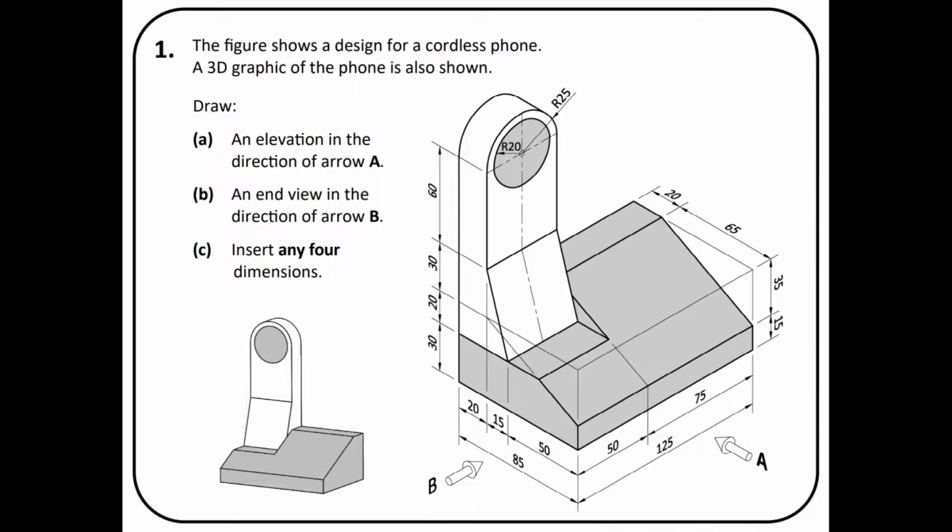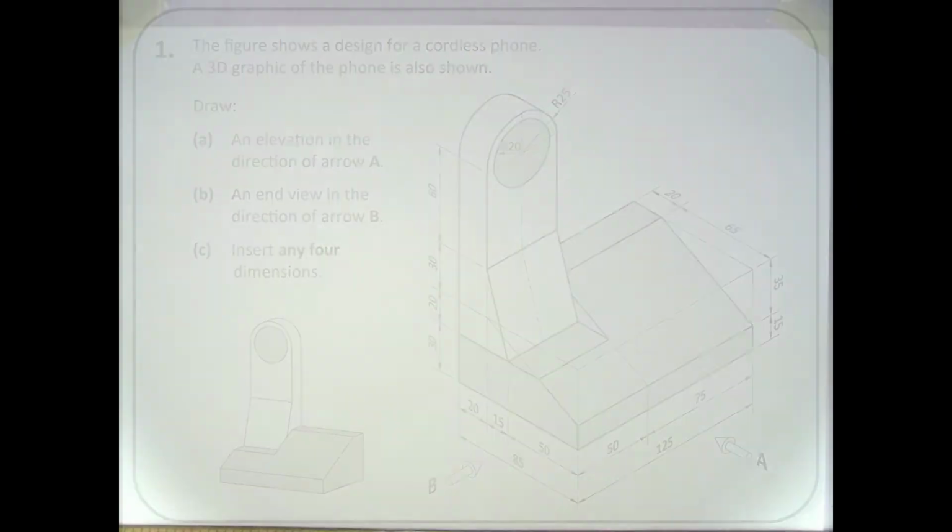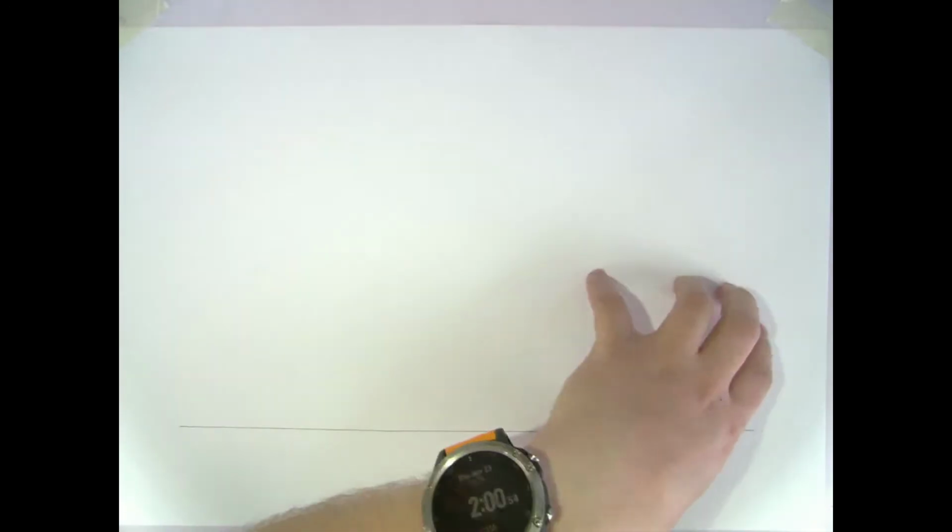So with that, I can set up my XY line, my ground line, quite low on the page, as I don't need to put a plan underneath it. So our XY line is down quite low. Blow off any extra dust so it doesn't dirty your page, as we don't need a plan for this. So our elevation is going to go on the left, end view on the right. So we'll just pick a point out over here somewhere. And the total width, or the length across the front of the elevation, is 125.